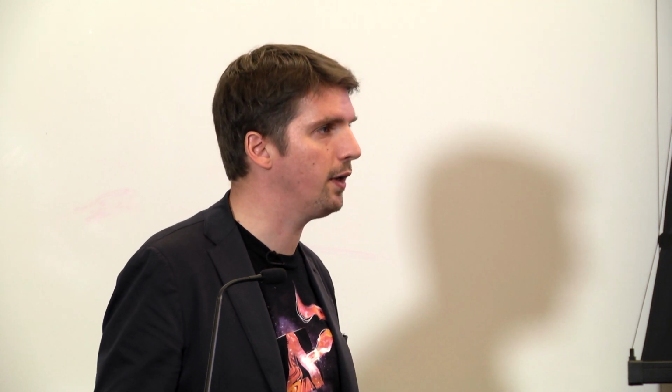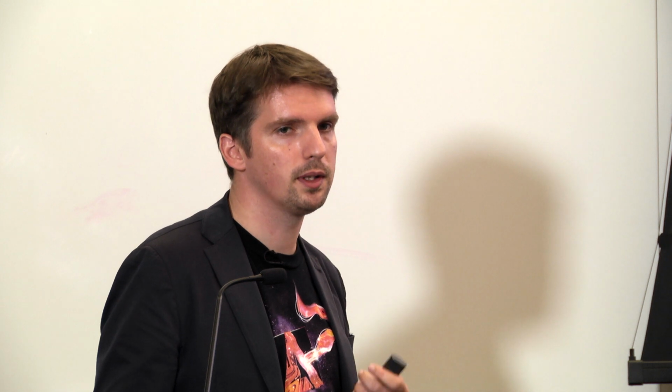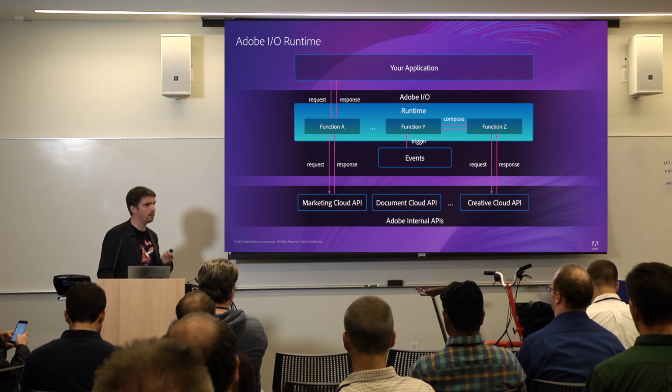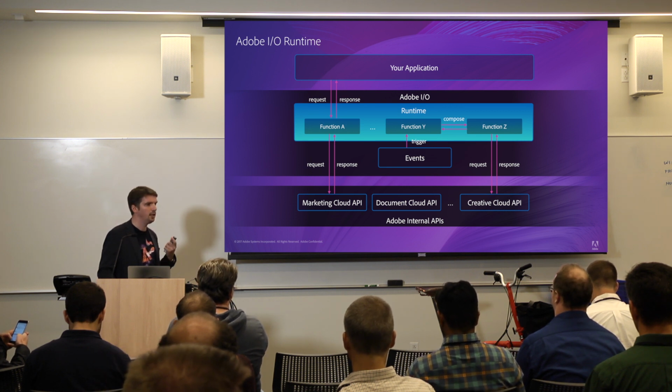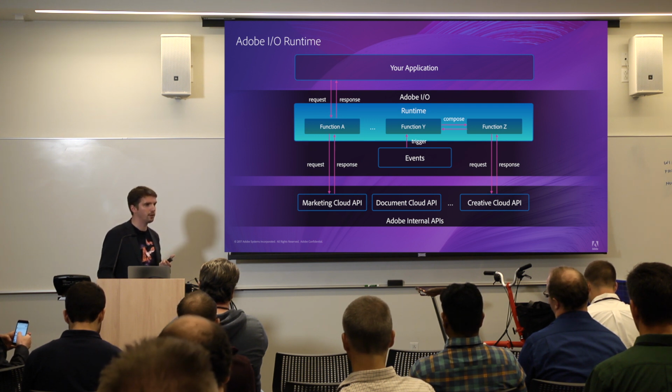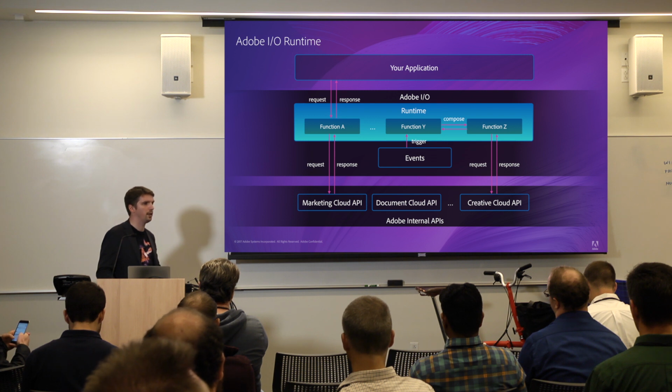So that is option number one. Option number two is you can have functions that are simply invoked and triggered by an event. So Adobe IO Events detects that something has changed in Creative Cloud, in Analytics, in Adobe Experience Manager, sends an event to a function, and this function itself can then make other API calls.